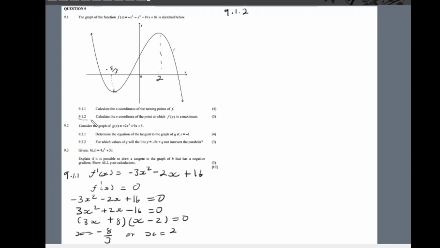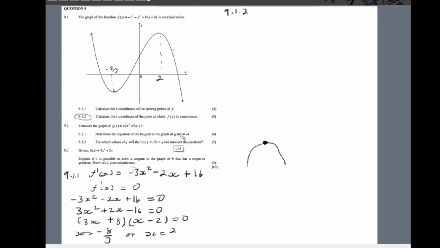On this question, they want us to calculate the coordinates of the point at which this function has a maximum, right? Now we know that the coefficient of x squared determines the shape of the function. We see that the coefficient of x squared is less than 0. Therefore, the graph of this function will have that shape, right? We are interested in the point where this graph is a maximum, which is a turning point.